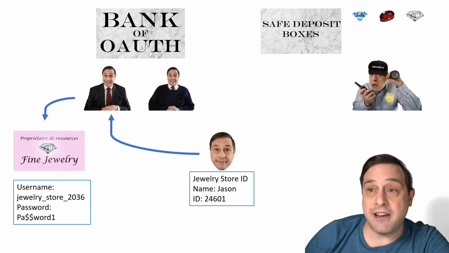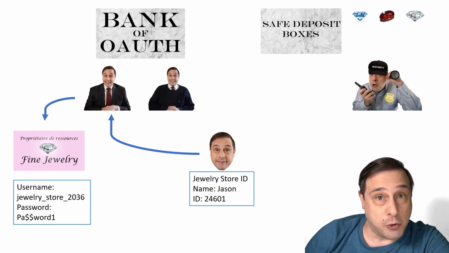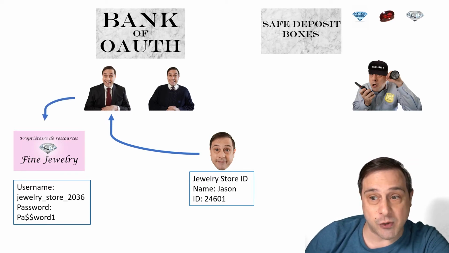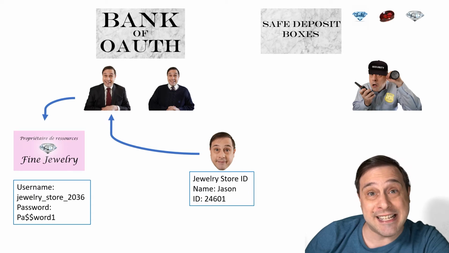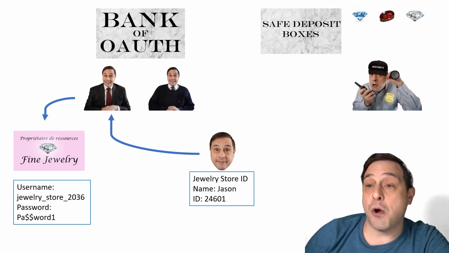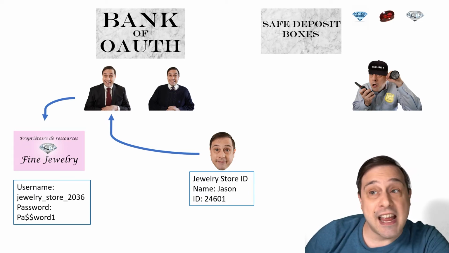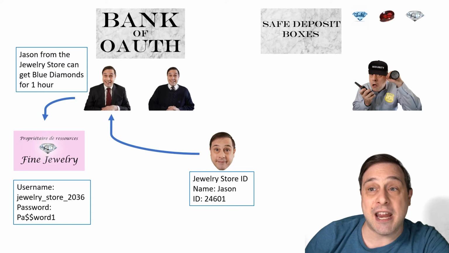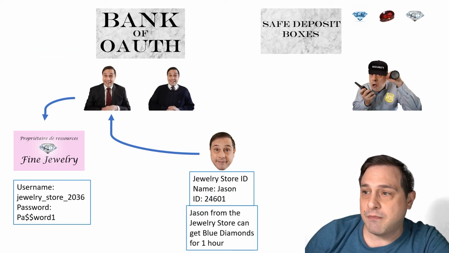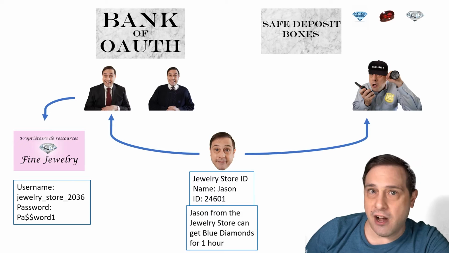The teller then calls the jewelry store, provides their username and password, and the teller says, "Hey, Jason is here and wants to get the blue diamond. Is that okay?" So the jewelry store will say yes, and the teller will print out a ticket. And this ticket says, "Jason from the jewelry store can get blue diamonds for 1 hour." The teller will give me the ticket, and I will take it to the security guard.